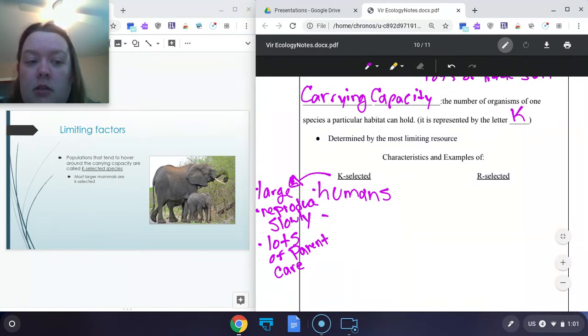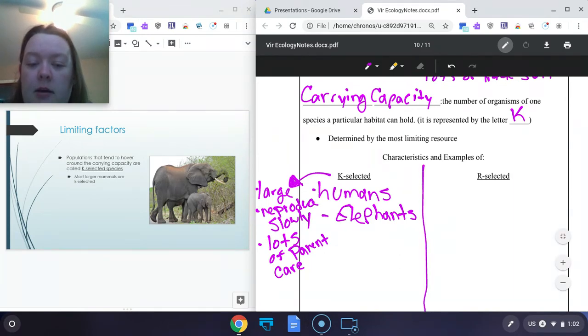So once an organism has its baby, then it has to take care of its baby for up to several years. And in humans, that can be a large number of years to care for their offspring. That's going to limit the number of babies that they have. Therefore, they're going to hover right around their carrying capacity. Other examples are organisms like elephants. They don't have terribly many offspring at a time, and they provide lots of parental care.